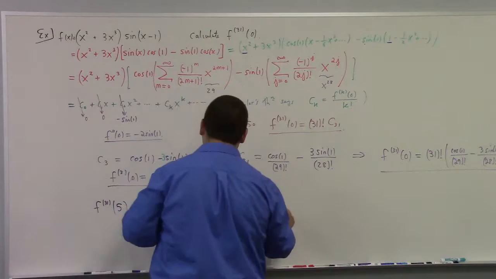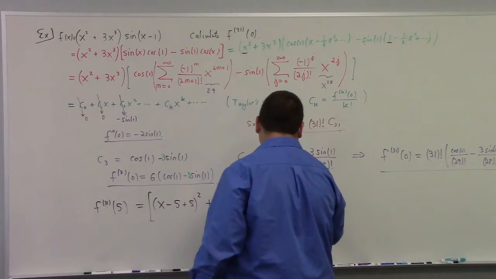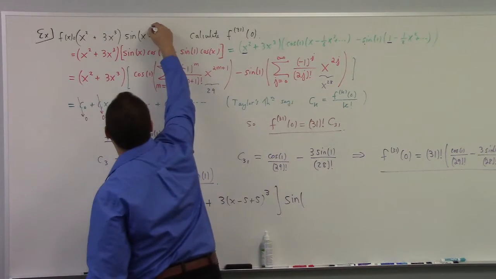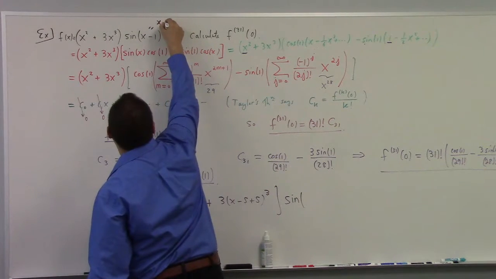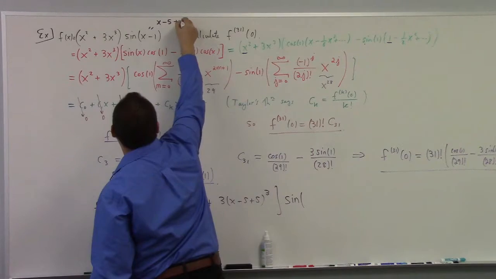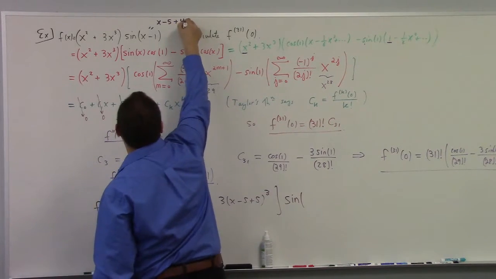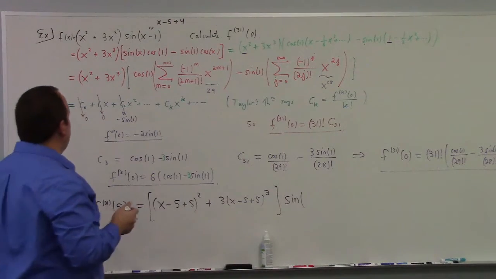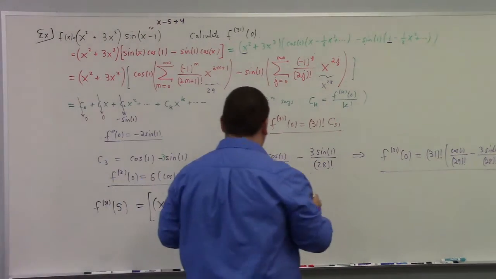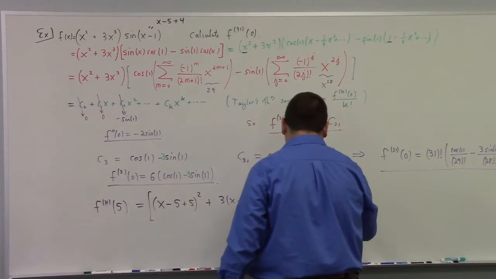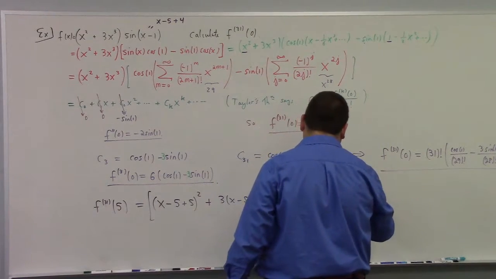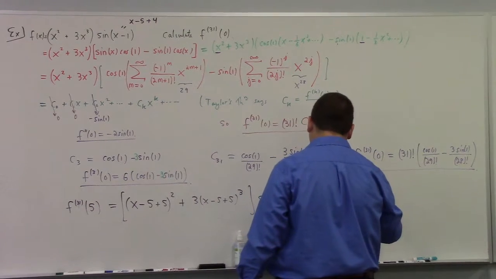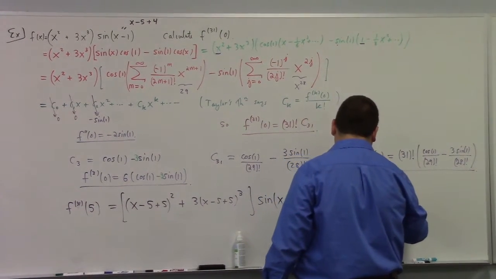All right? And then I would rewrite that as the sine. Let's see here. x minus 1 is equal to what? x minus 1 is equal to x minus 5 plus 4, right? So I would trade sine of x minus 1 for sine of x minus 5 cosine of 4, plus the cosine of x minus 5 times the sine of 4.